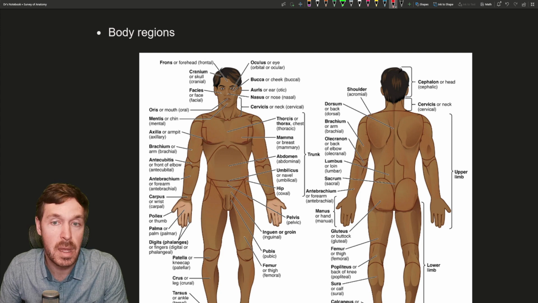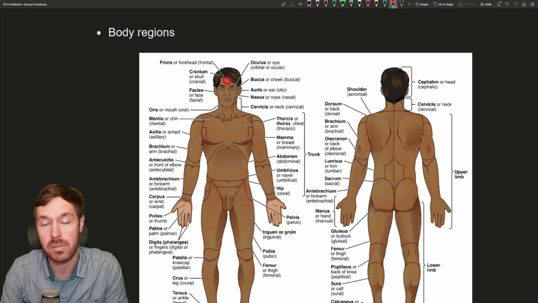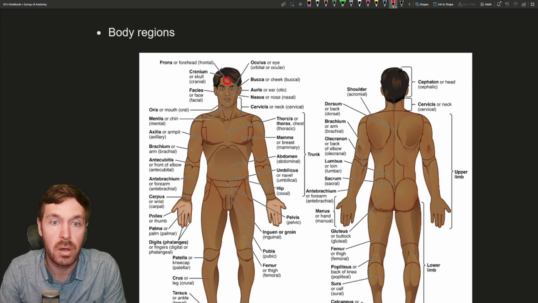So just working from the head and going the way down. So here, the frontal region, so that's where your frontal bone is in your skull, and also your frontal lobe. The head itself, or the skull, is the cranial region. So remember, we had caudal versus cranial earlier. So you have your cranial bones, and then you have your facial bones here of the face.